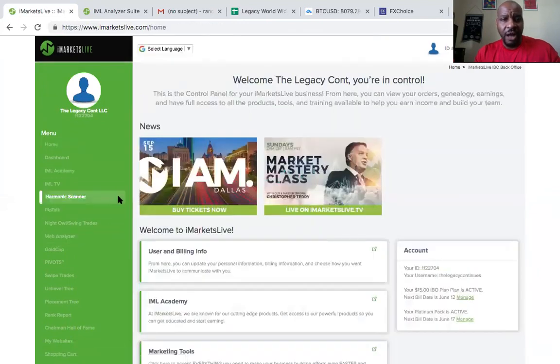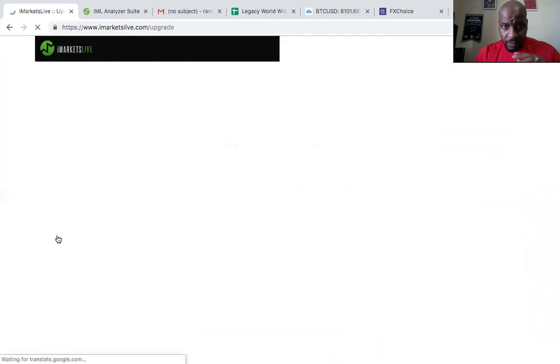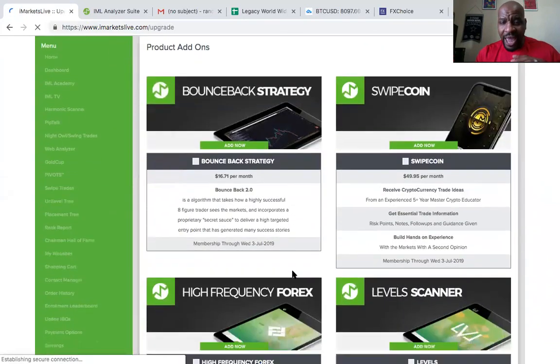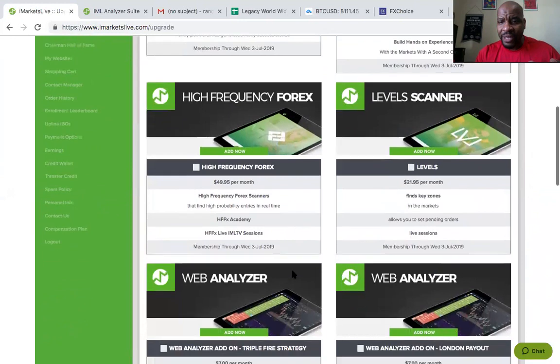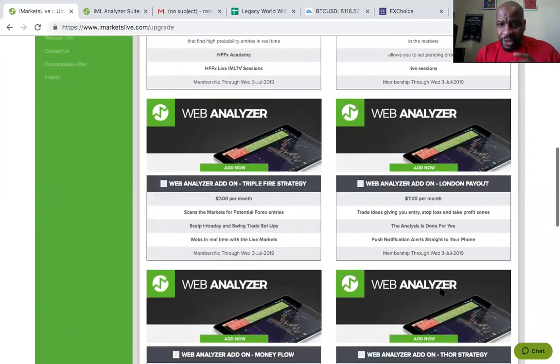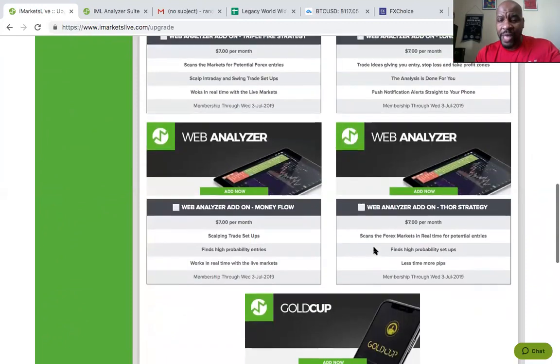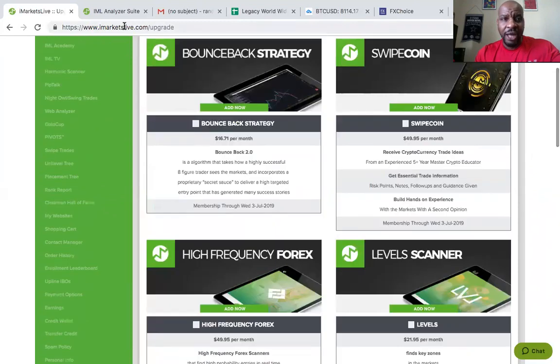When you go to your back office, if you don't have the web analyzer already, you're going to go to shopping cart, and then you're going to add the web analyzer. Now, I already have the web analyzer added. So this is all the additional stuff. Now, Dr. K is going to be adding onto the London payout where she's going to be doing indices here, which is going to be powerful. But right now, all you've got to do is upgrade to the web analyzer, which is $21.95. And then I'm going to show you how to do this right here.